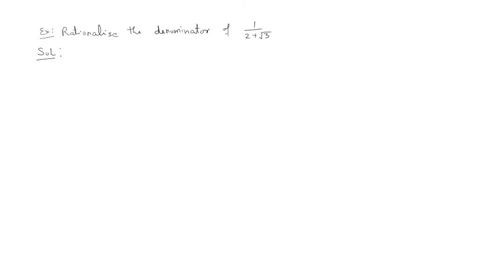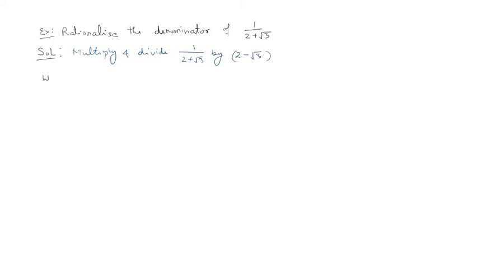So now let's solve a few more examples. Here we have to rationalize the denominator of 1 upon 2 plus square root of 3. Rationalize means an equivalent expression where the denominator is a rational number, right? So here we will multiply and divide 1 upon 2 plus square root of 3 by 2 minus square root of 3.